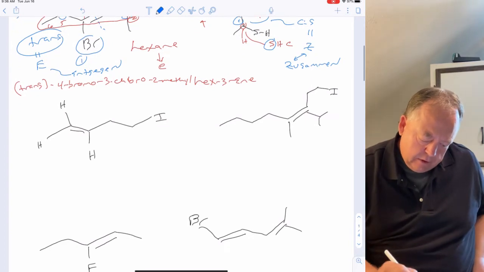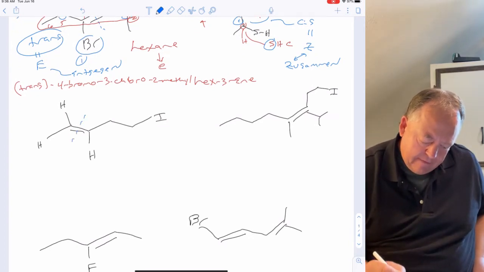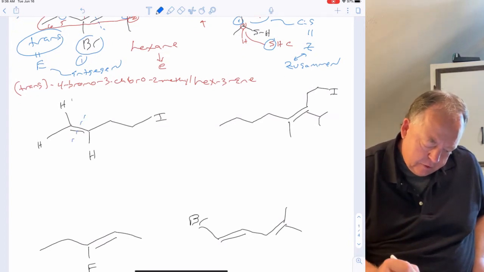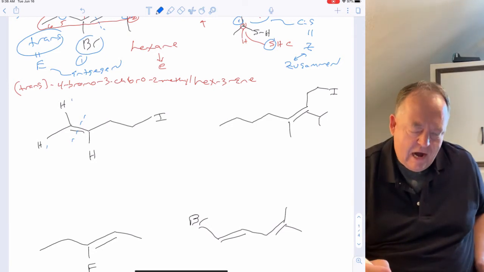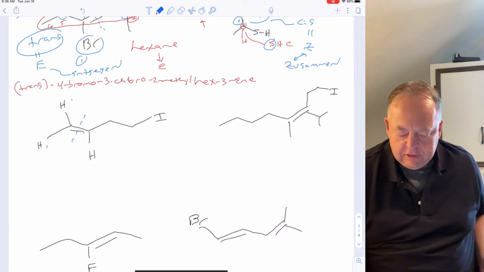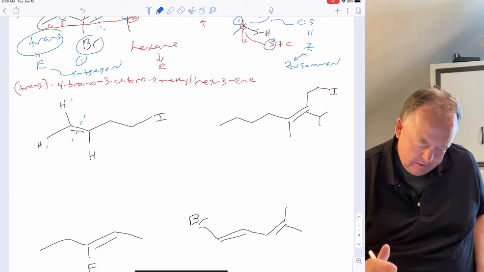Okay, so for this molecule, if we split the double bond in half and assign priorities, well, on the left side, you have the same group, 1 and 1, so you cannot assign stereochemistry there. There is no cis and trans for an alkene like that.